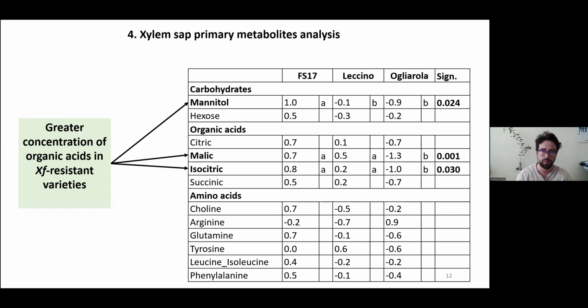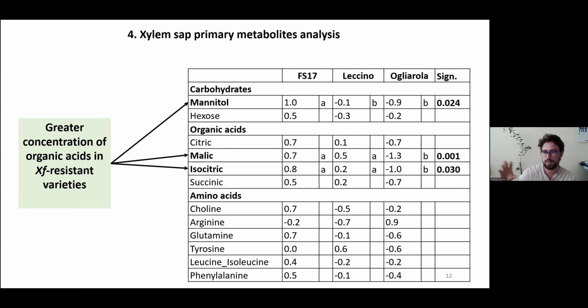So, first part, microscopy: it seems that xylem anatomy has no role in the probing and feeding of spumarius. But interesting data came from the analysis of the primary metabolites of the xylem sap. The main difference between the bacterium-susceptible Oliarola and the two bacterium-resistant varieties, L-Spes and Lecino, was in the organic acids, specifically malic and isocitric acid, being more concentrated in FS17 and Lecino. So these are the two varieties where Philaenus exhibited a shorter xylem sap ingestion compared to Oliarola, the variety with the longest xylem sap ingestion.